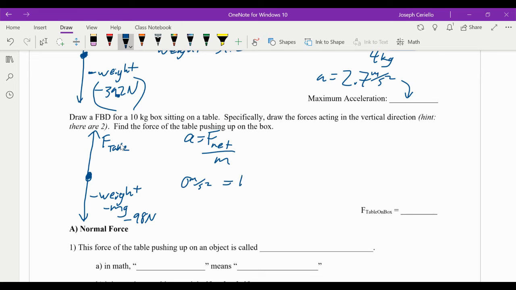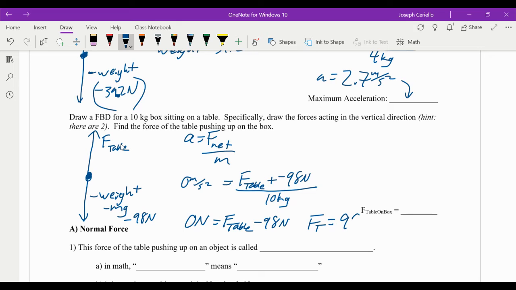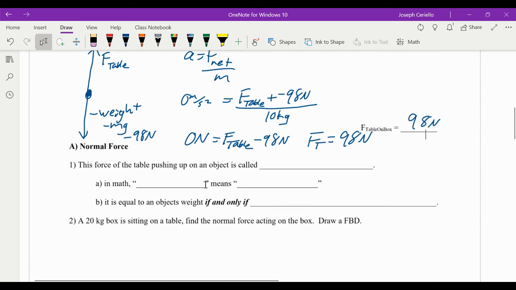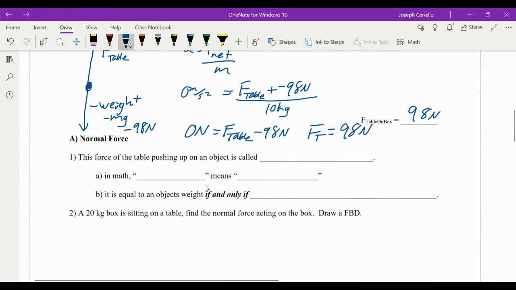For F net, just go to your free body diagram. You have F table plus negative 98 newtons, all over the mass, which is 10 kilograms. Cross multiply, 0 times 10 is just going to give us 0. And we have the force of the table minus 98 equals 0. So the force of the table has to be equal to 98 newtons. So this force of the table pushing up the box actually has a name. It's called the normal force.